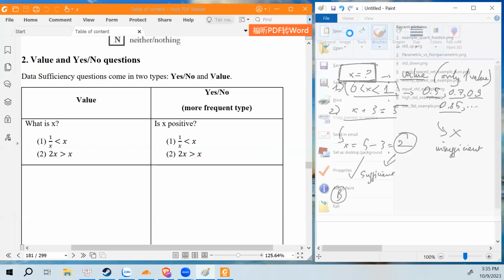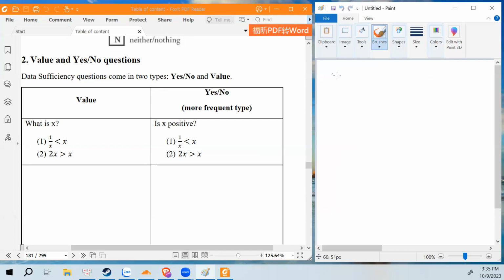All right. The second type of question is called a yes-no question. So what does that really mean? It means that the answers to such questions would be yes or no. For example, if a question asks you, is X greater than 0? And then you have 2 statements. Statement 1 is X is greater than 2. Statement 2 is X is less than -1.